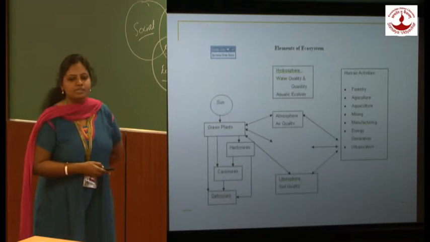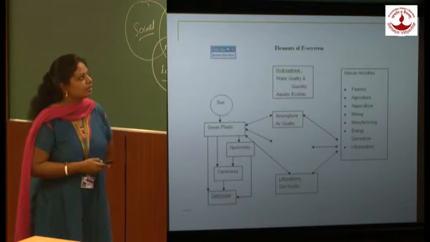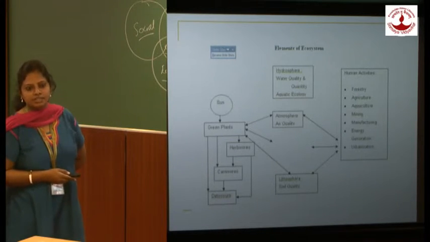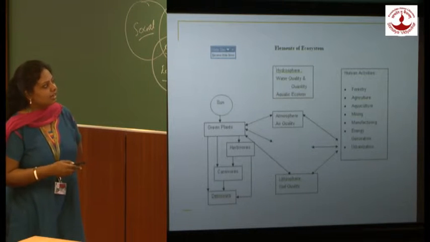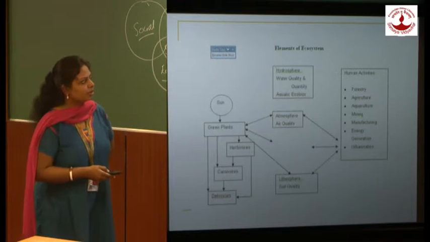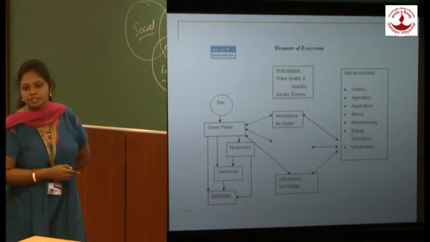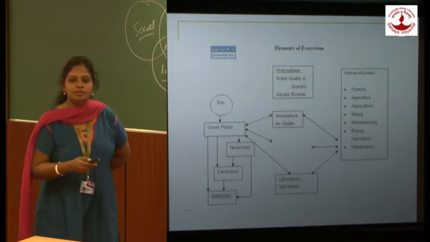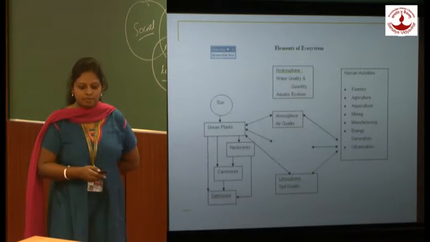Now these are the elements of the ecosystem. Your ecosystem and human activities are not in isolation. All of us are linked. Any degradation of the air quality will affect the ecosystem. So systems diagrams provide us a framework to address this issue.